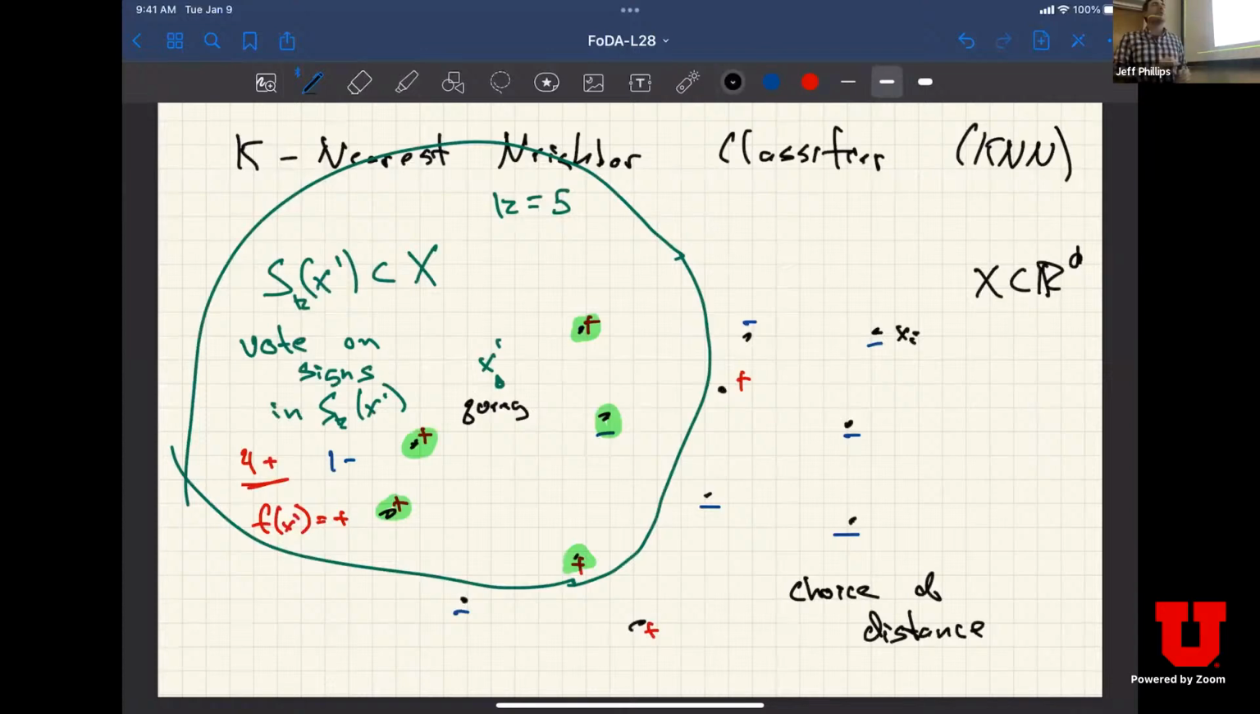So I can change up the distance and everything still works. It's flexible in that way, and I don't need to think of things as vectors anymore. As long as I can compute distances, I can use this classifier. So it's kind of powerful in this way, and it's kind of outside the box.